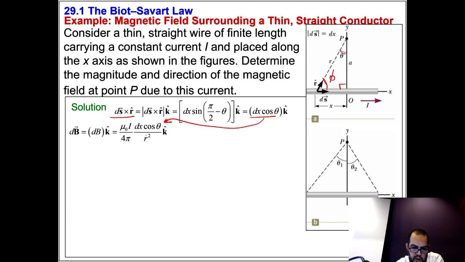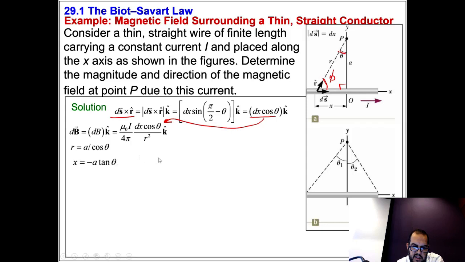Okay, so now we're going to express dx also. Notice that in this case, a over r is cosine theta, so r is equal to a over cosine theta, and we can write r squared is just equal to a squared over cosine squared theta. But also we can see that x over a is equal to minus tangent theta, because this is in the negative direction. So x is equal to minus a tangent theta.